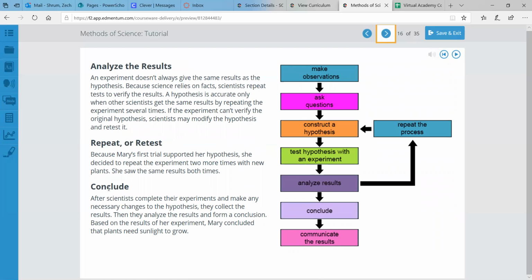But repeating and retesting is a key part, because sometimes you can get a weird result. But if you repeatedly test it out and you keep getting a weird result, then you can make a conclusion. But if you do one experiment, that's not very strong evidence for testing your hypothesis. You have to do it again and again to draw a conclusion.